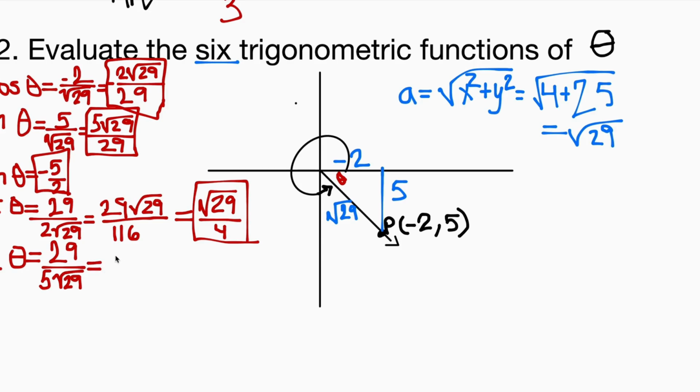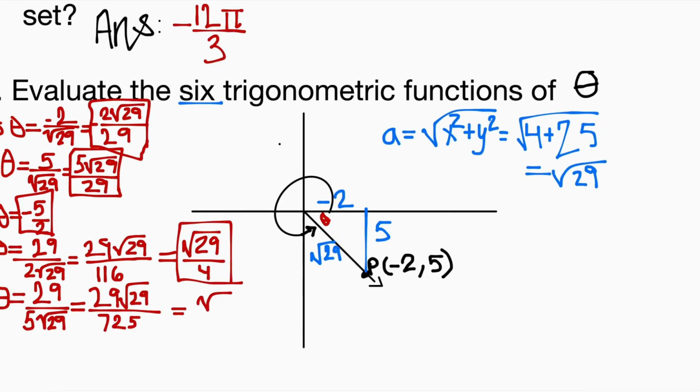That is going to simplify to 29, square root 29 over 25 times 29, which is 725. So that should simplify to about square root 20. That would basically give us square root 29 over 25.